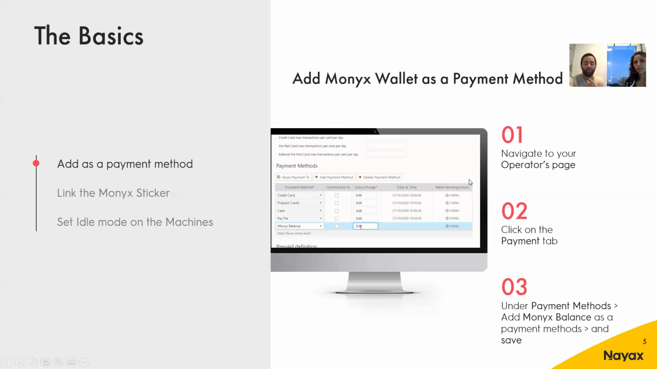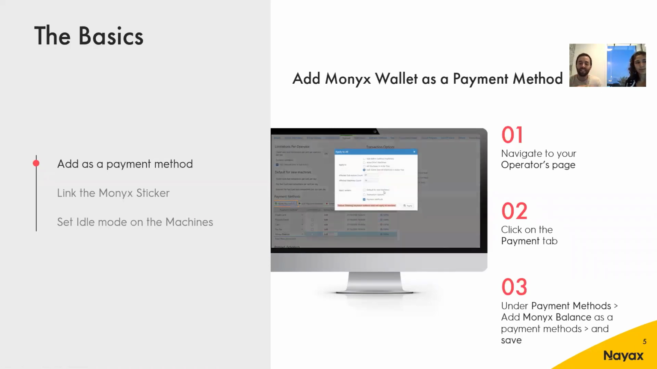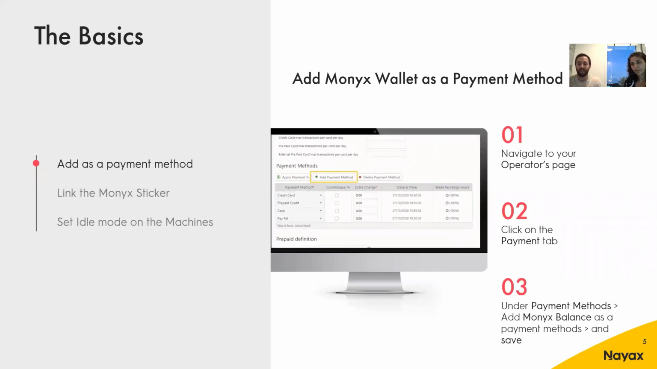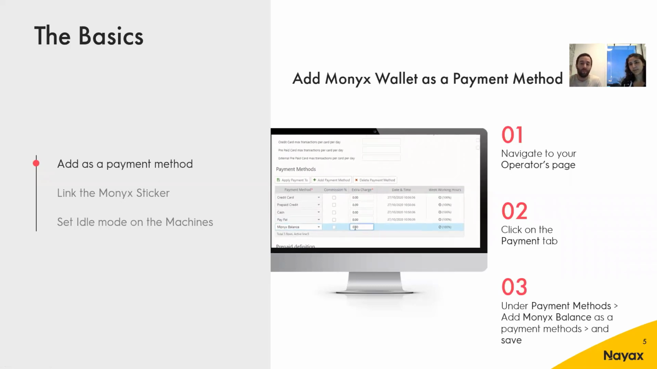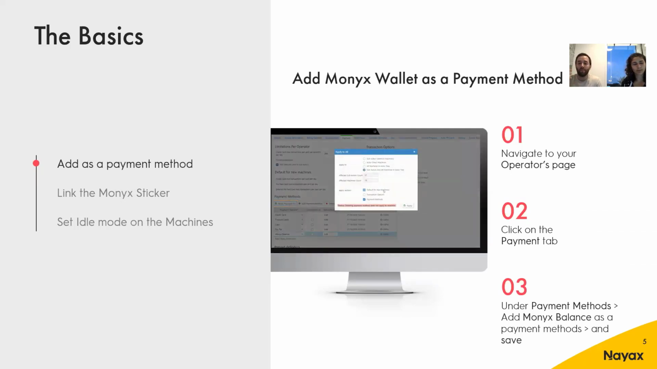So what you need to do is go over to your operator page. This is done at the operator level. Without doing that from the operator level, you won't be able to see this as a payment method on your machines as well. So as you can see here on the GIF that's looping on the screen, once you go to the operator page and click on the payment tab, you go to the table of payment methods, and you need to add a payment method called Monyx Balance.